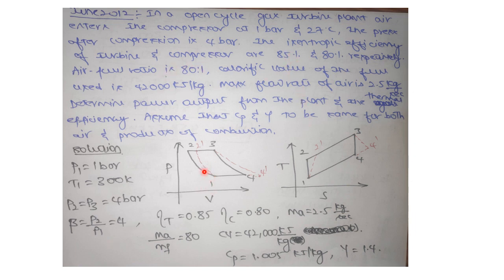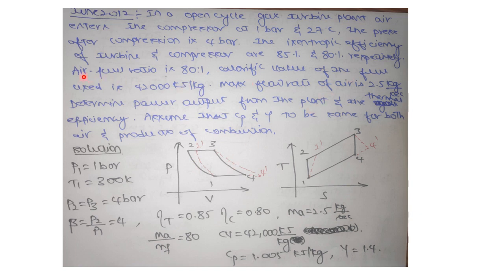The isentropic efficiencies of turbine and compressor are given. Since the efficiencies of the compressor as well as the turbine are given, you have to note down the values of 2 dash and 4 dash.